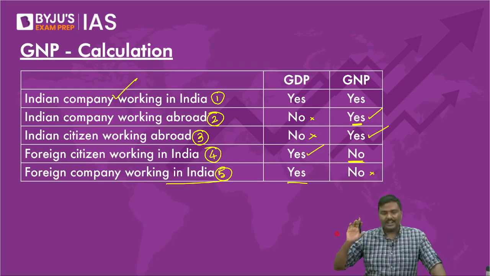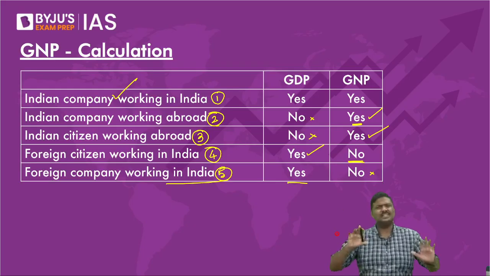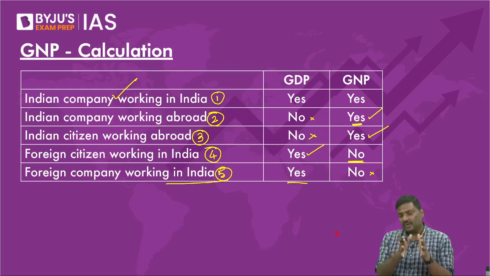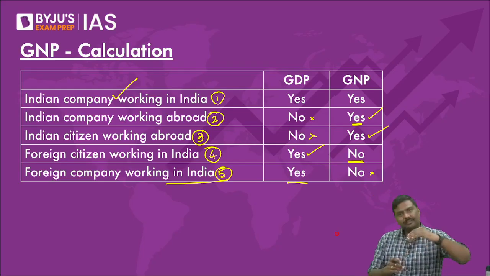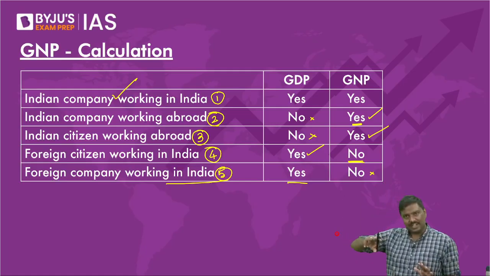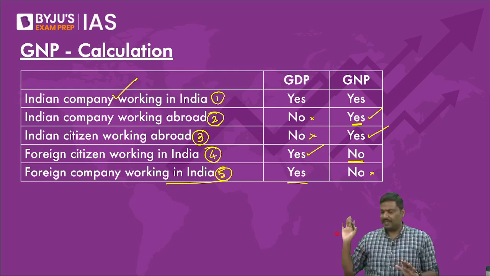Any difficulty in understanding any one of them? It's a basic idea. It's a basic concept. Whether produced in India or not, count it as part of GDP. If it is produced by an Indian national, count it as GNP.